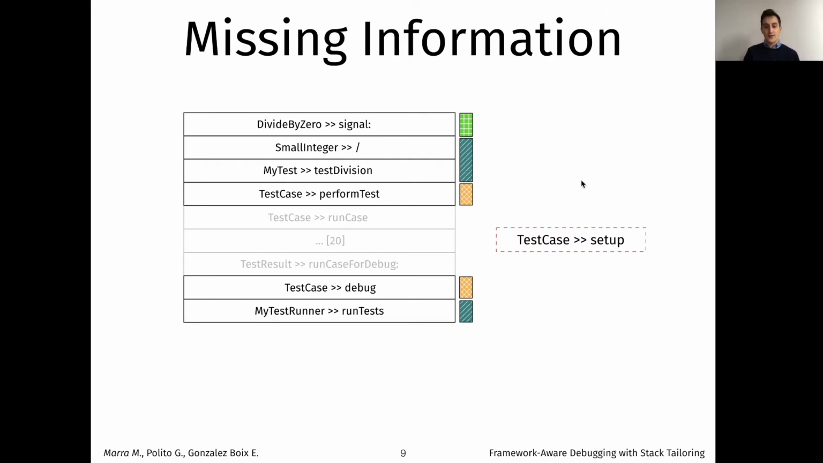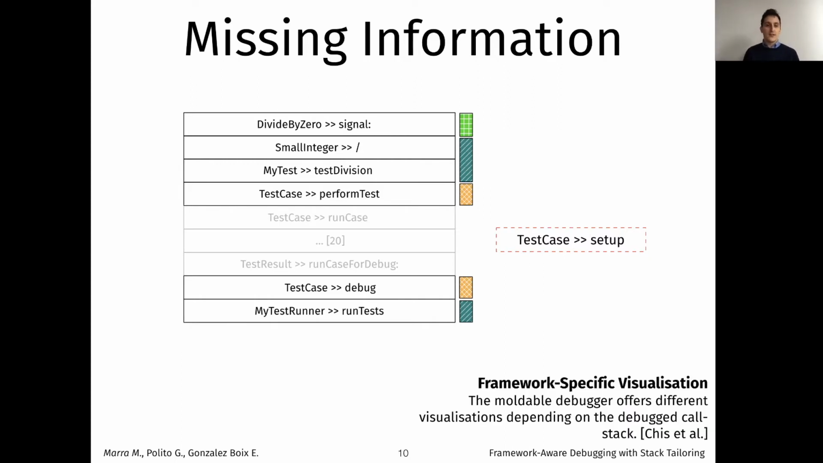This method may be crucial for the developer to identify bad initialization of some instance variable that may cause the test to fail. Tools try to deal with this through framework-specific visualization. An example is the moldable debugger, which tries to offer different visualizations of the call stack depending on which framework is being debugged, but not necessarily can actually show this information and make it available to the user while debugging.